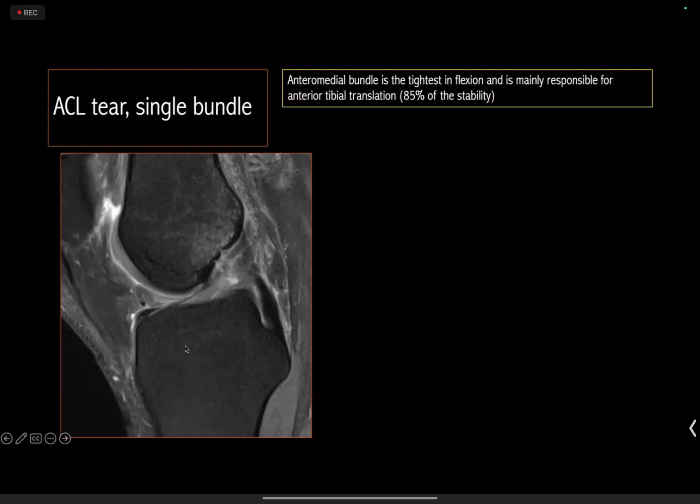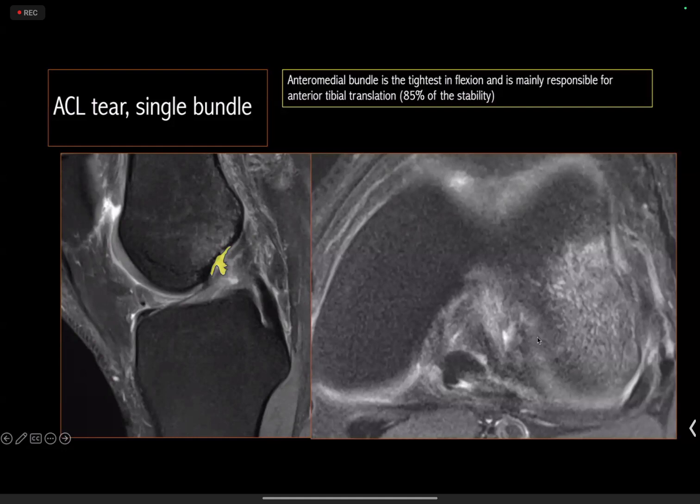So here I'm trying to show a PD fat suppressed image and relatively intact appearing ligament fibers. But as I go close to the Blumensaat's line, I can see a little bit of lost integrity of that anteromedial bundle, and there is an indicator in the form of a marrow bruise, which is suggesting that there is a possible or a tentative AM bundle which is torn. We can appreciate that torn AM bundle, as I already talked about, that the bundle would be very close to that bone, and if it is torn, we can appreciate that tear very well.